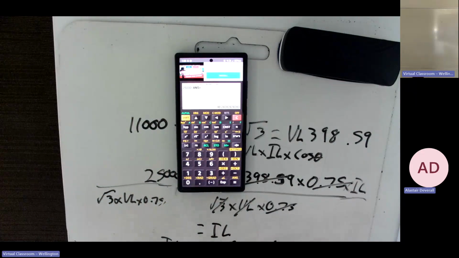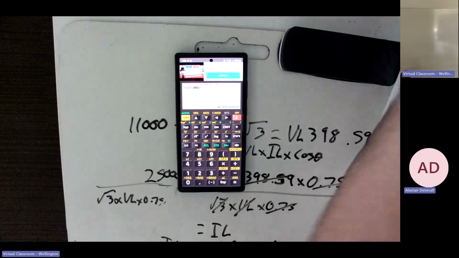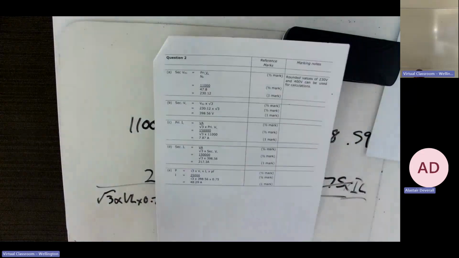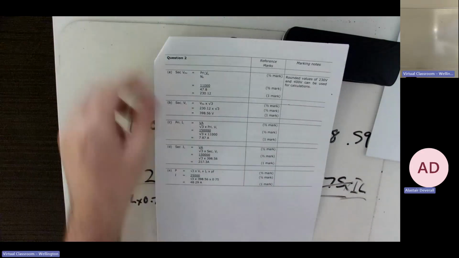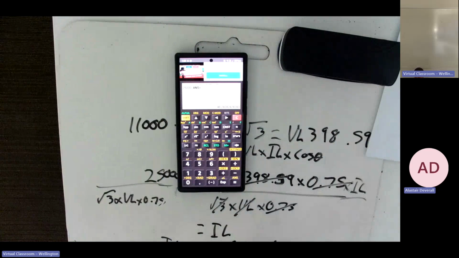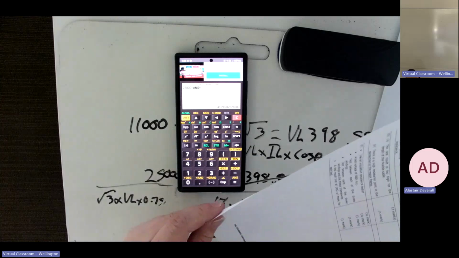And we get 48.28 amps. We go and look at our answer sheet, they have 48.29 amps. It is subtly different, but that is because they have rounded mid-question. We have the exact answer because we started with the source numbers. Moving on to the next question.